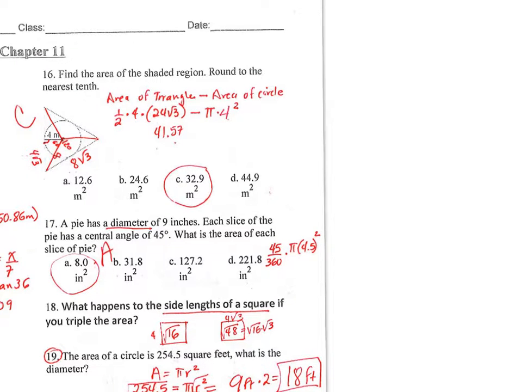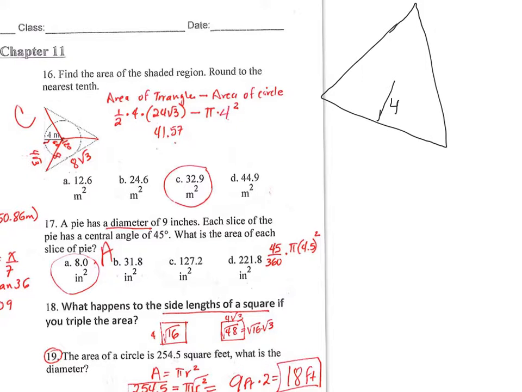Now, in problem number 16, this problem requires getting the area of the triangle, and this is an isosceles triangle, minus the area of the circle. So if we work with a triangle, let me draw the triangle. It's an isosceles triangle. See, the apothem is 4.